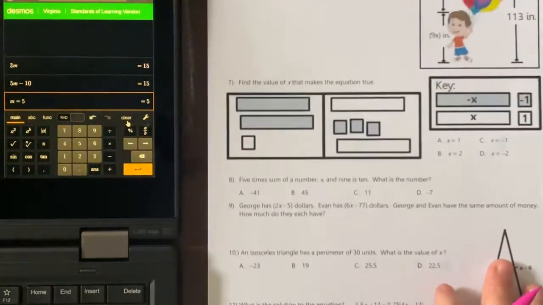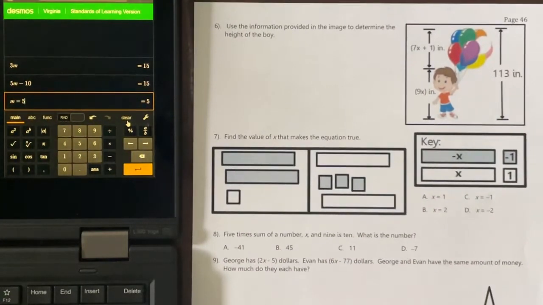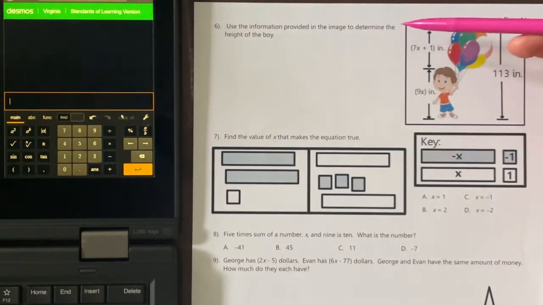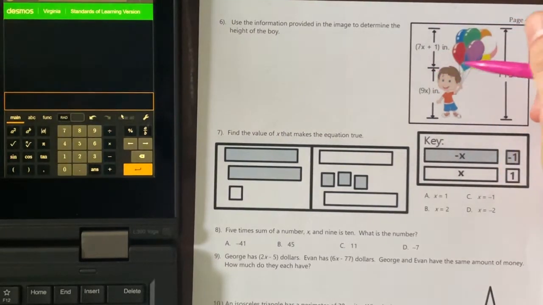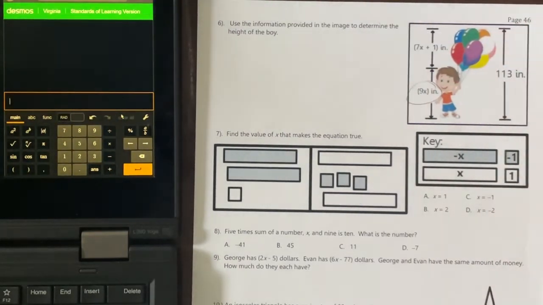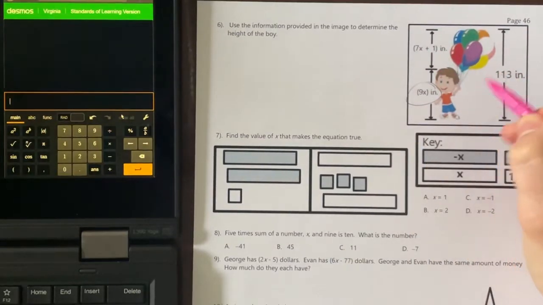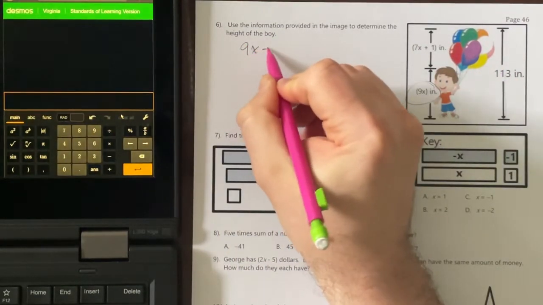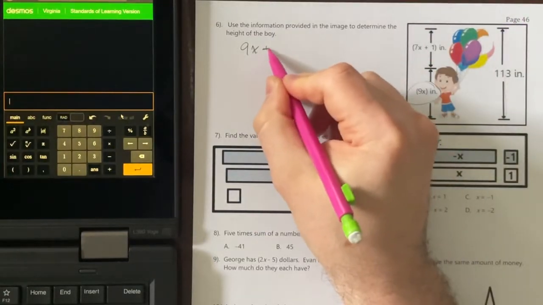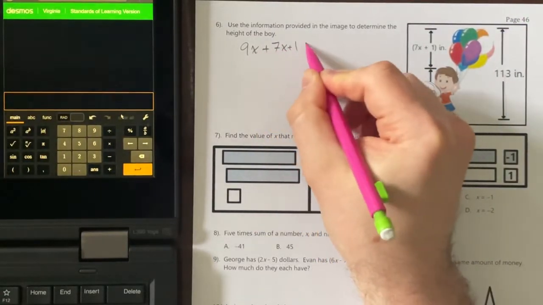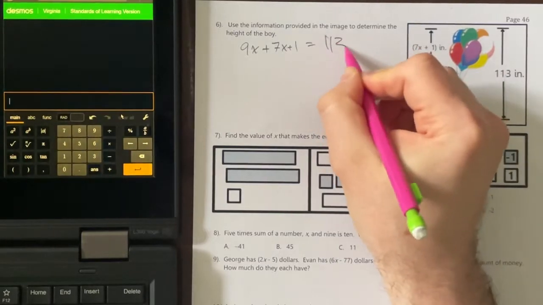Moving on to the back. For number 6, it says use the information provided in the image to determine the height of the boy. So I'm looking for this amount here. It's very similar to that one on the front. It's saying this entire length is 113, and I have these two lengths here, so I can add those two together. So I have 9x plus 7x plus 1, and this is all equal to 113.